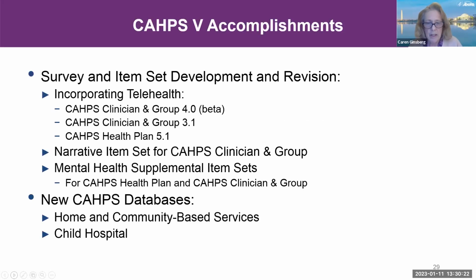I'm just going to go down some of our accomplishments. In the area of survey and item set development and revision, we spend a lot of time talking about telehealth. Over the past 5 years, we developed the CAHPS Clinician and Group 4.0 beta survey, which is an ambulatory care survey based on the most recent visit. And what's really unique about this survey is that it's applicable to any synchronous visit that the patient has with the provider, whether it's in person or by phone or by video. And there are some drop-down questions about the phone and the video visit on that survey.